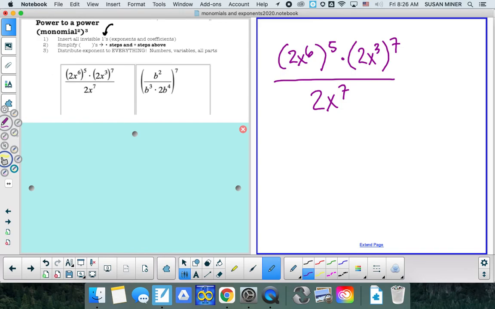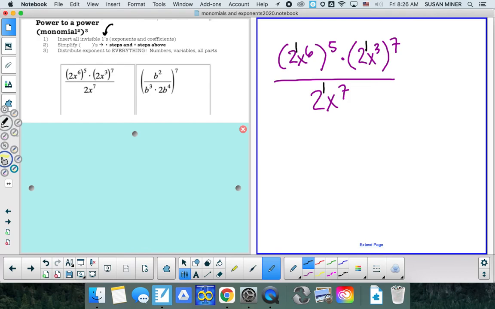Okay. So lots of things happening here. We're going to have to use multiple rules in order to solve this completely. But order of operation says I always start with parentheses. So that's where we're going to start first. The first thing I'm going to do is I'm going to go in and I'm going to insert any invisible 1 exponents. That means everything in this problem is going to get an exponent. Every kind of individual number or letter, if it doesn't have an exponent, I'm going to give it an exponent. That's what I'm going to do first.